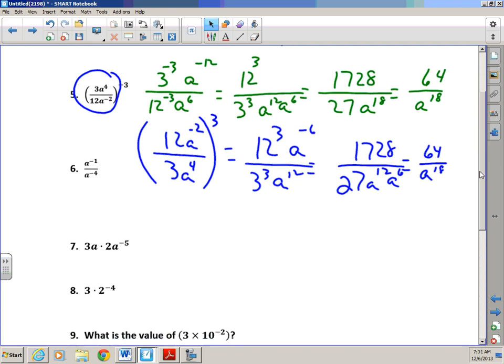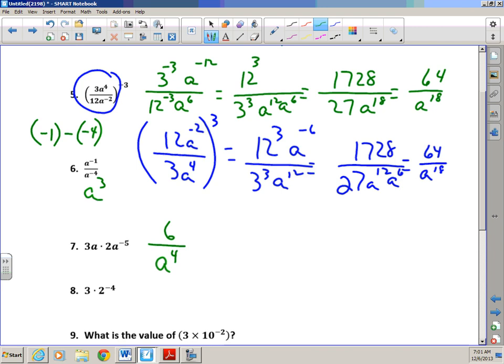Okay. I'm just going to write the next one underneath here. This is a to the third. You could either do -1 minus a -4, which gives you a +3, or you can invert them so that you got a to the fourth over a to the 1. Doesn't matter to me. Answer here is 6 over a to the fourth.